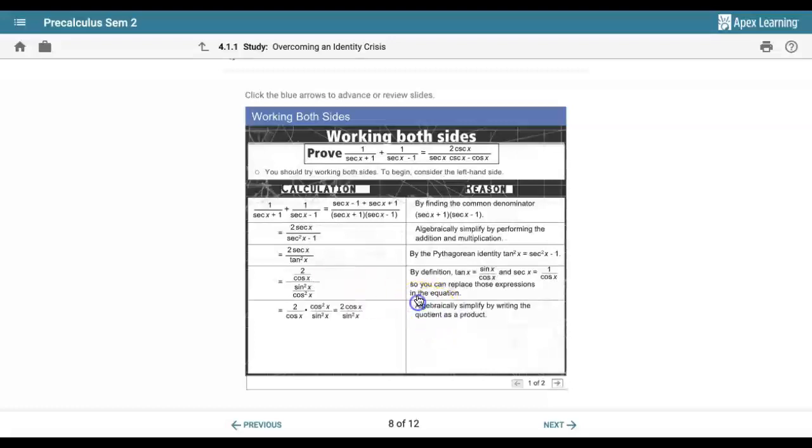Now what we know, again, is when we divide by a fraction, it's like multiplying by its reciprocal. So we have cosine x on the denominator here and cosine squared x in the numerator. We can cancel out this cosine x here, and this now, instead of being cosine squared, is just cosine x. So we now have 2 cosine x over sine squared x.